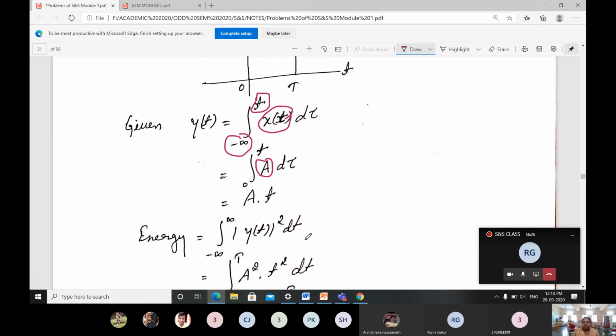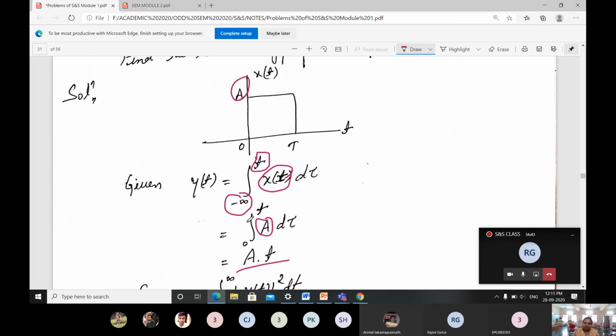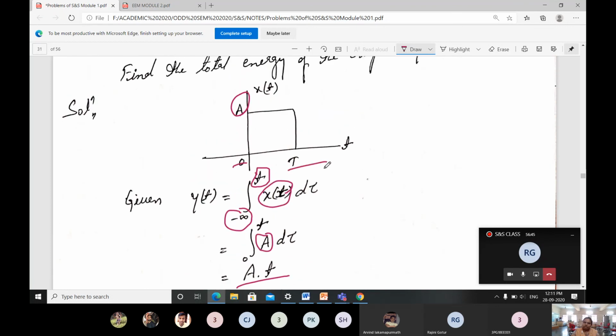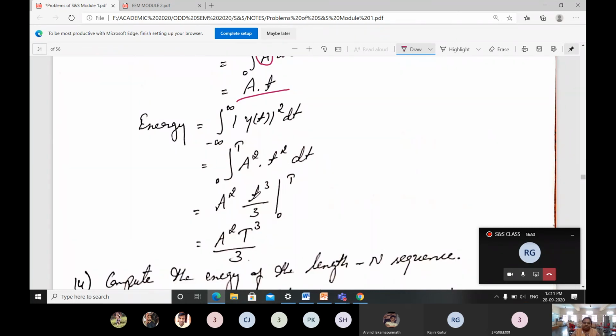Then use the energy equation, that is from minus infinity to plus infinity, y of t whole square into dt. What is our y of t? It's nothing but A into t. If I apply here, I will get A square into t square. And what is the time range here? 0 to capital T. You write A square into t square. If you do the integration, you will get t cube divided by 3. Apply the limit here, you will get A square into T cube divided by 3 joules.